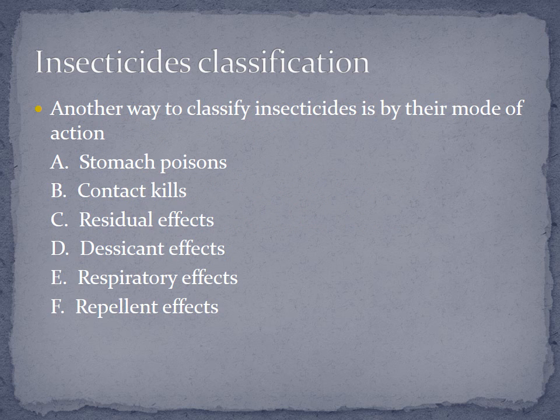Another step in insecticide classification is by their mode of action, and we've got 6 modes of action listed below. Number 1, A, we're going to start with the stomach poisons. B, we're going to have the contact kills. C, we're going to have residual effect. D, we're going to have desiccant effect. E, respiratory effect. And F, repellent effect.